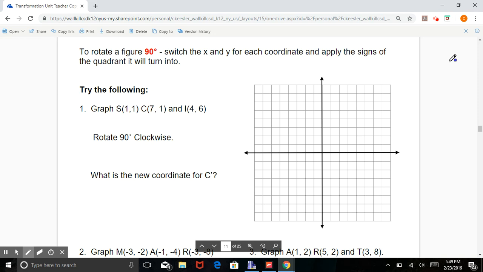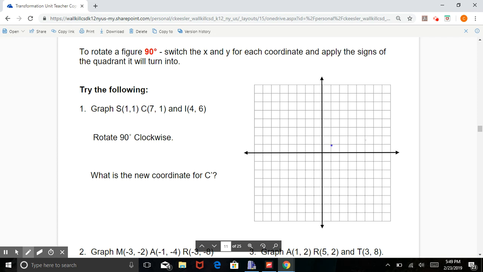In order to rotate a figure 90 degrees, you're going to switch the X and Y for each coordinate and apply the signs of the quadrant it will turn into. So let's try a bunch of these together because this is one of the more challenging types of transformations to perform. So first we're going to do SCI, which S is graphed at 1, 1.